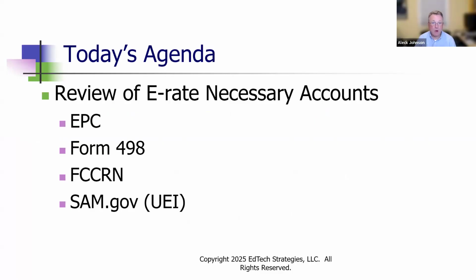Basically, all we're talking about are all of the different accounts that you need to participate in the E-rate program. As I mentioned, that includes the stuff in EPC and the Form 498 if you're receiving funding via the BEAR form. But we'll also talk about the FCC registration number, which you get from fcc.gov, and then the Uniform Entity Identifier, or UEI, which you get from sam.gov, which is a relatively new website that all recipients of federal funds are supposed to be registered on.